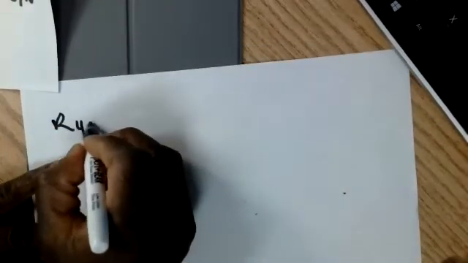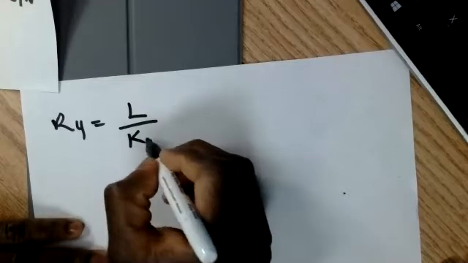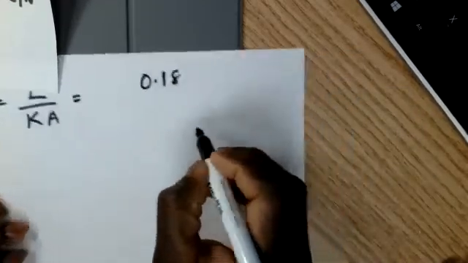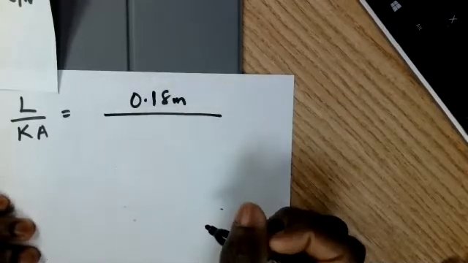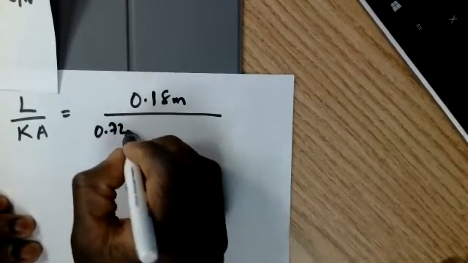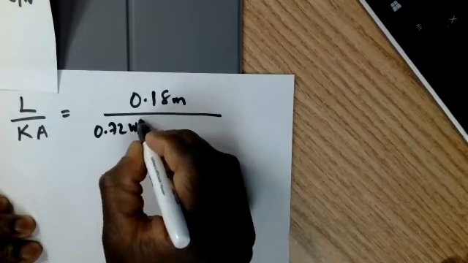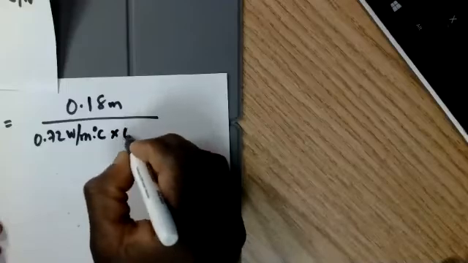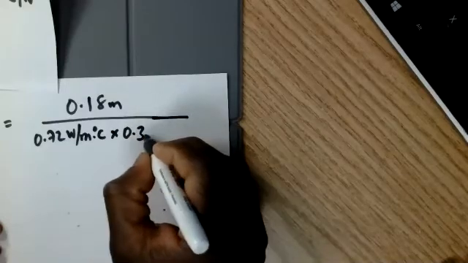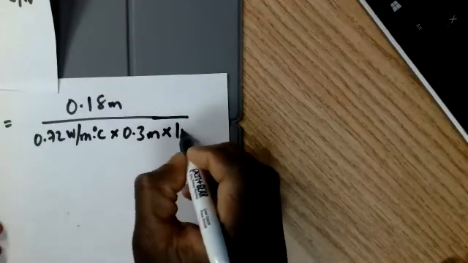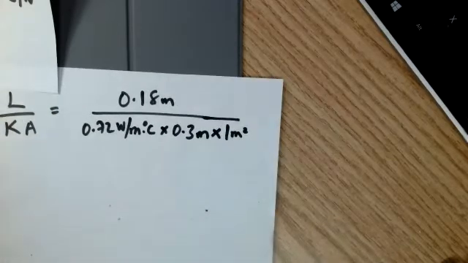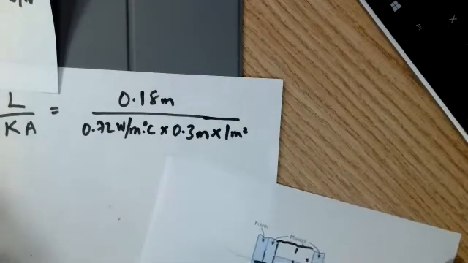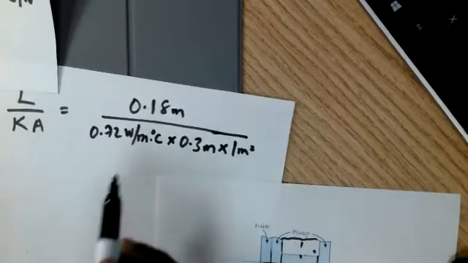Let me write this out again, the R4. So R4 is equal to L over KA. Okay, we know the length of the brick to be 0.18 meter, that is 18 centimeters, divided by 0.72 watts per meter degrees Celsius, multiplied by 0.3 meter times 1 meter squared. Now, we're considering a region in the wall of 1 meter by 0.33 meter. Okay, that's the region in the wall where you have one brick.